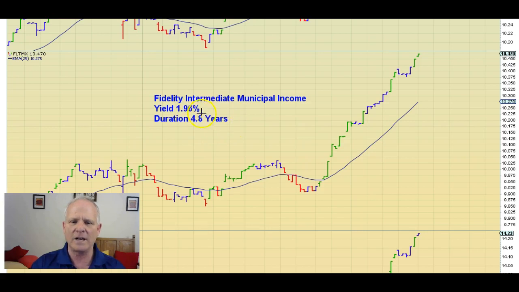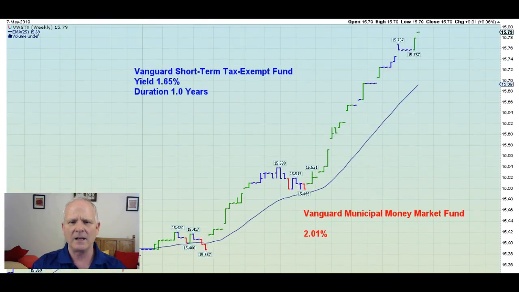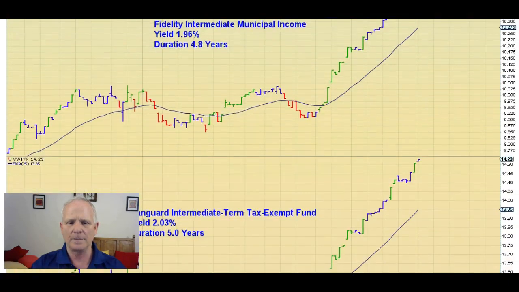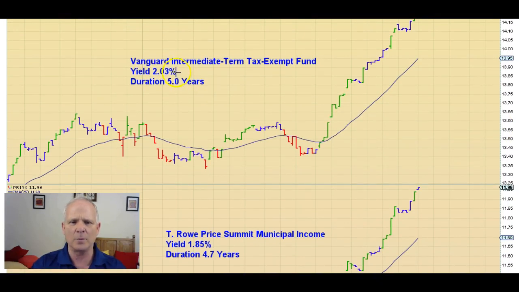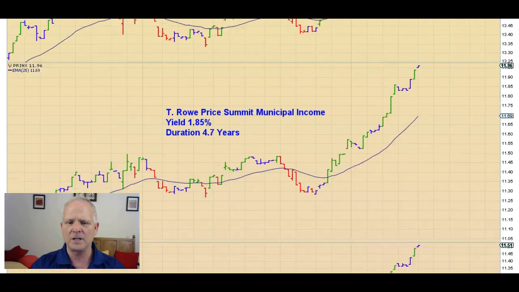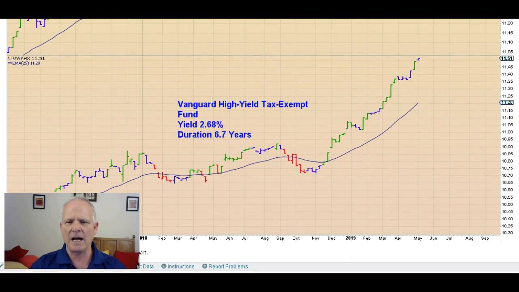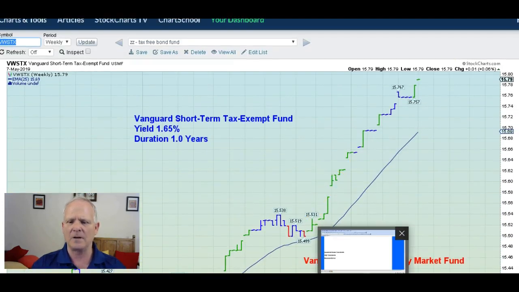We're going out a few more years, but we're not seeing a whole lot of return there. That's extra, 1.96, 1.78. And then over here we had 1.65 at 1 point something years. Vanguard intermediate term tax exempt, we're getting over 2% here, going at about 5 years. T. Rowe Price Summit Municipal Income has a current yield 1.85, 4.75. Vanguard high yield tax exempt, 2.68, 6.7 years. So those are all tax exempt funds.